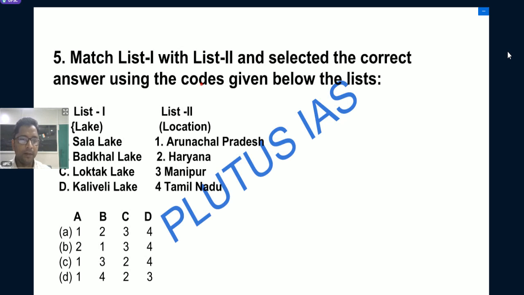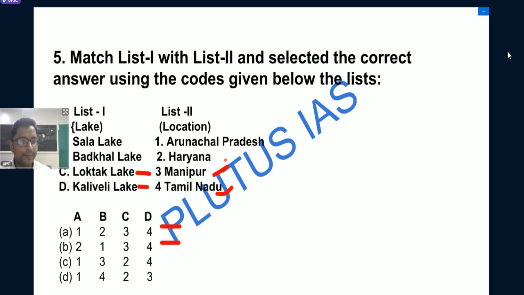Then question number 5. Match list 1 with list 2 and select the correct answer using the codes given below the lists. Some lakes and their locations have been given. We see Sala Lake in Arunachal Pradesh, Badkal Lake in Haryana, Loktak Lake in Manipur, Kaliveli Lake in Tamil Nadu. This one is really very easy. Loktak Lake is in Manipur, we know this. That means the answer can be either A or B. Then Kaliveli Lake is in Tamil Nadu. Yes, this lake is in Tamil Nadu.